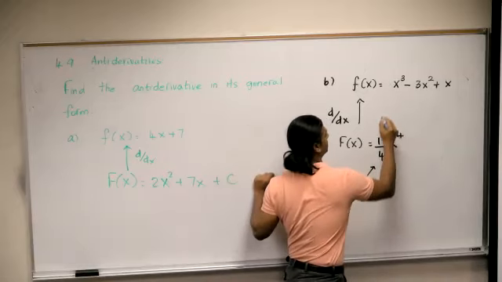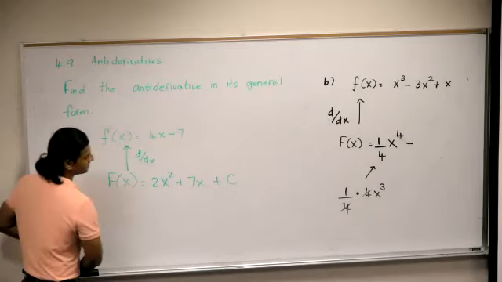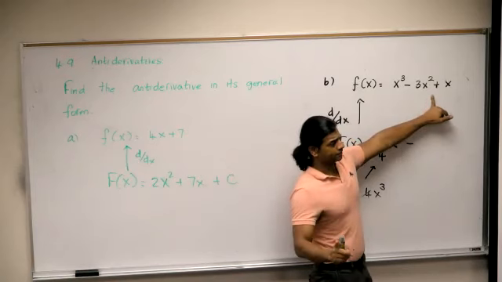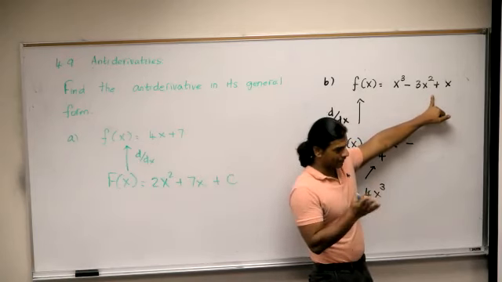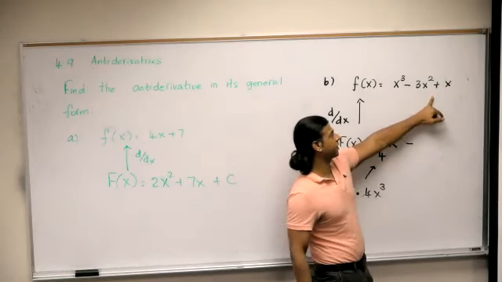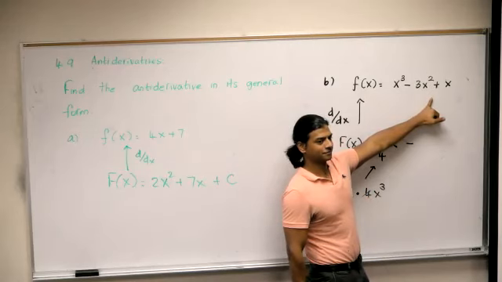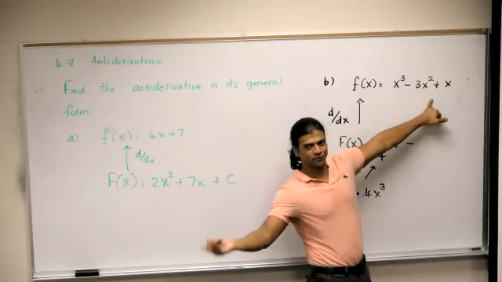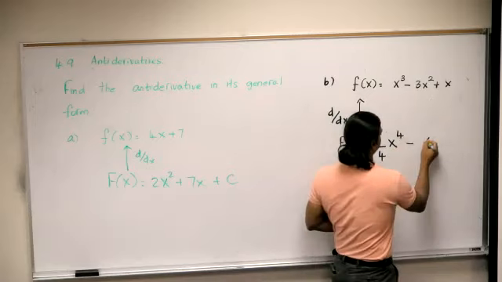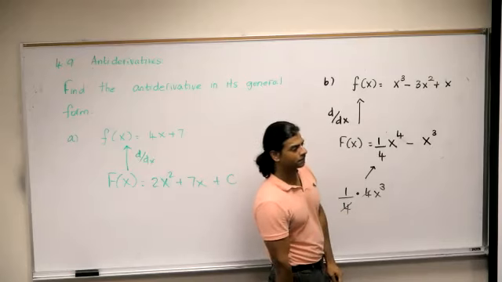So that works. How about the next one? Minus 3x squared. Clearly, I've got x squared, which means I've got to start with x cubed. If I take the derivative of x cubed, will I get 3x squared? What is the derivative of x cubed? 3x squared. So x cubed. Good.